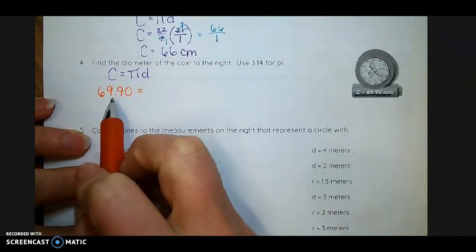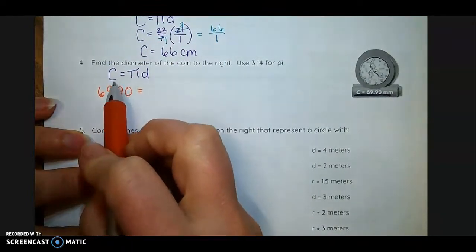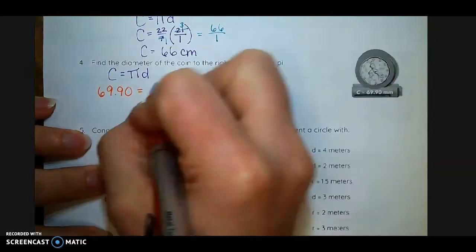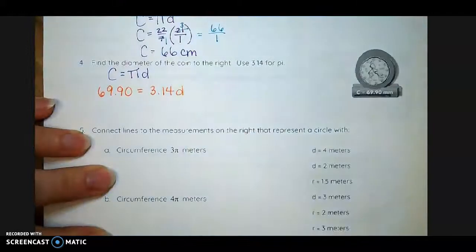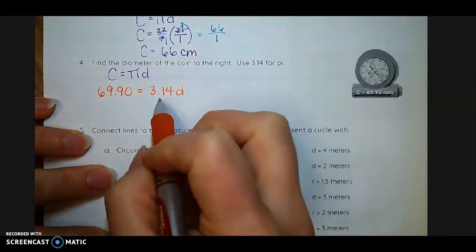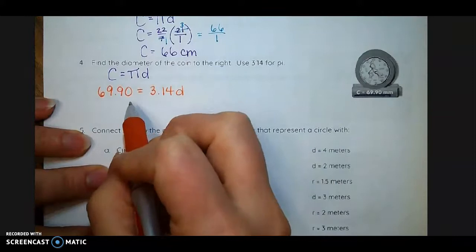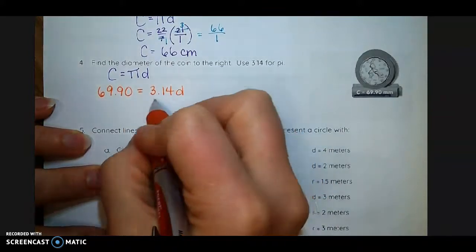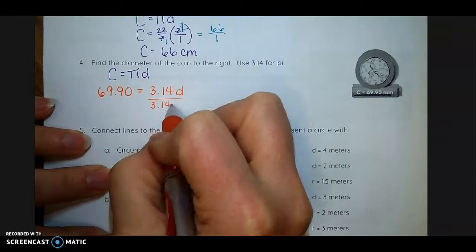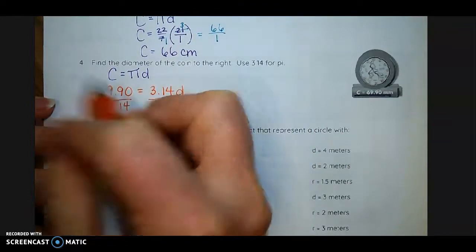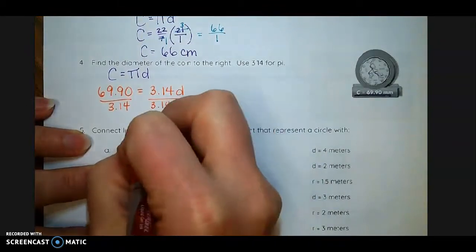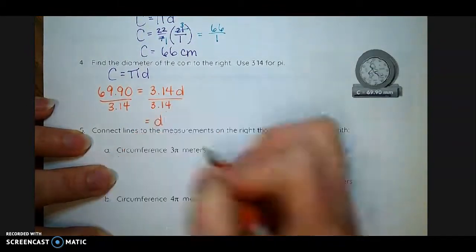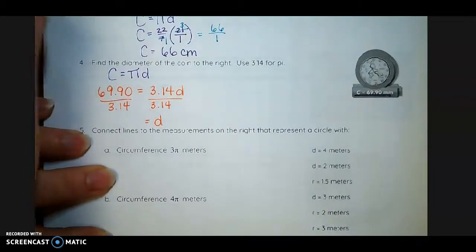So my circumference is 69.9. So I've plugged in for my C. And then I've got 3.14 for my pi, and I don't know my diameter. So 3.14 times something got me to that answer. So I need to undo that multiplication. So I'm going to divide by 3.14, and I need to make sure that I do that on both sides. 3.14 divided by 3.14 gives me 1D. We just don't typically put that 1 in there. We know that that 1 is there. We just don't typically write it.